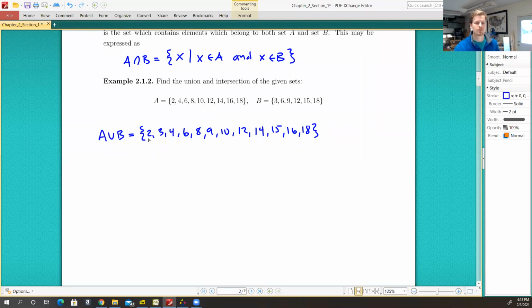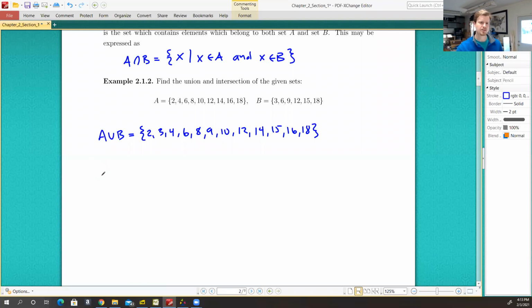Okay. 2 belongs in A, 3 belongs in B, 4 belongs in A, 6 belongs in A and B, 8 belongs in A, 9 belongs in B, 10 belongs in A, 12 belongs in A and B, 14 belongs in A, 15 belongs in B, 16 belongs in A, 18 belongs in A and B. So that's where they come from, right? It includes things from A, it includes things from B, it includes things that belong to both.